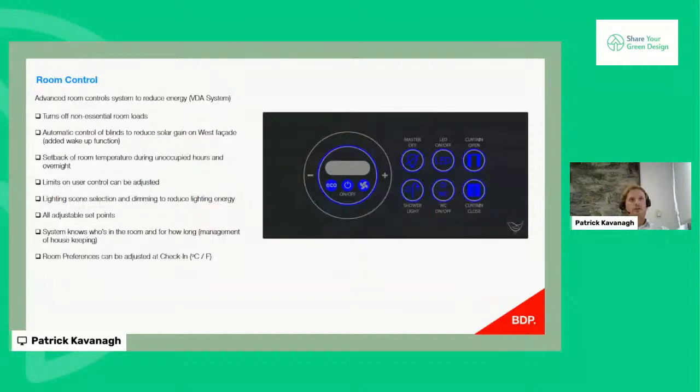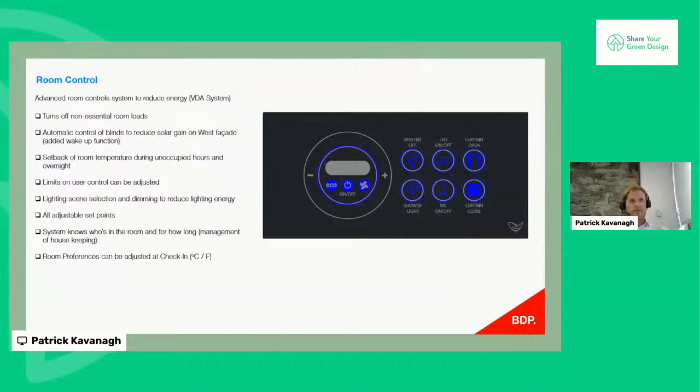Now, in terms of room control on the BMS system, within the Ren Hotel as an example, we utilized a very advanced room control system called VDA. So this does the obvious thing that most hotel rooms do and turns off non-essential room loads when no one's there, but it has other features like automatic control of blinds to reduce solar gain on the west facade. It has an added wake-up function as well, which is very nice, in that guests, instead of asking for a phone call to be woken up, can be woken up by their blinds automatically opening at say 8 a.m. to sunlight.